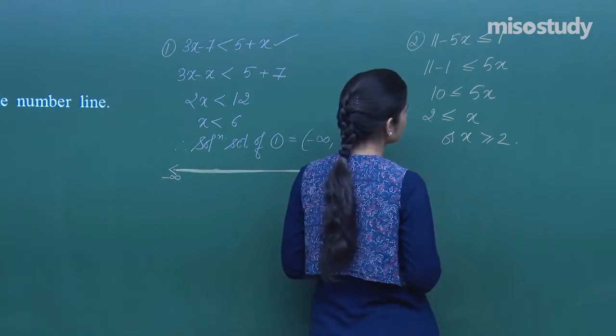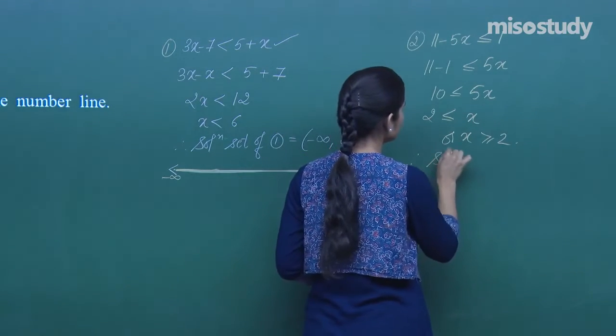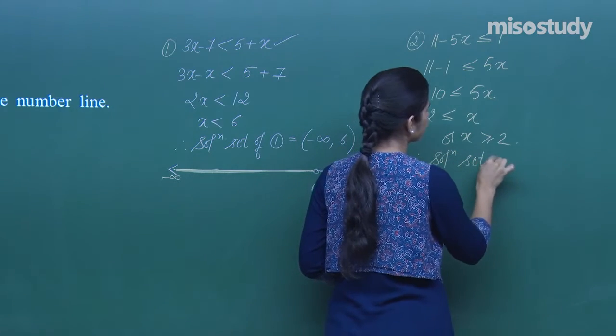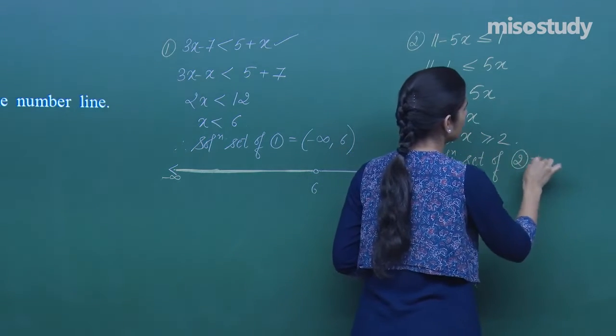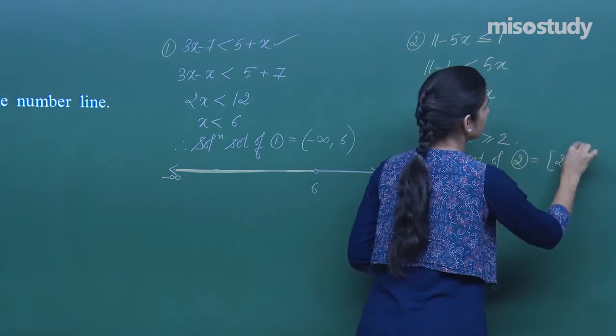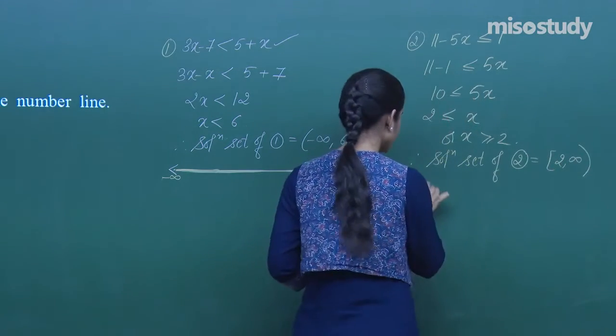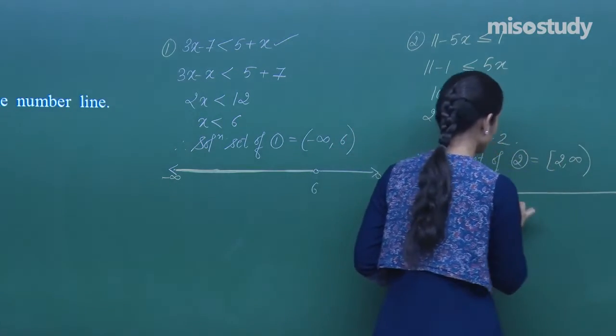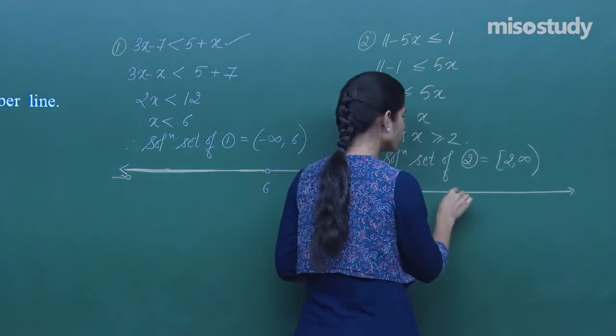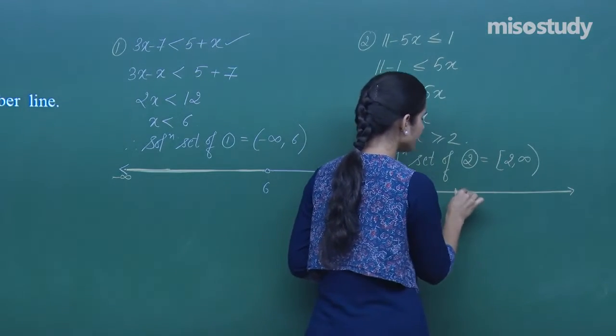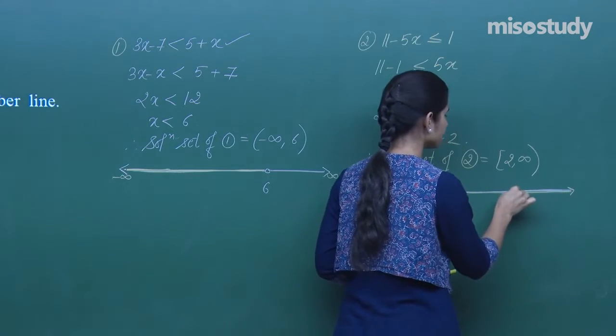Fine. If x is greater than or equal to 2, therefore solution set of this is this. You can represent it on the number line. This is 2. 2 will be included this time. It's closed interval and everything after 2.